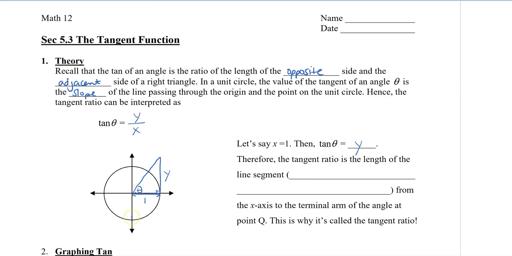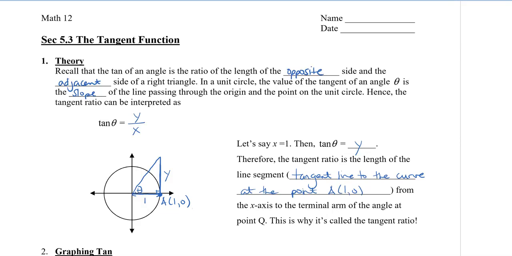So therefore, the tangent ratio is the length of the line segment. Okay, so notice it's this line segment here. So it says tan theta equals y. So that line segment, notice it's actually the tangent line. If you recall what a tangent line is, it's a line that just touches the curve at one point. So it is the tangent line to the curve at the point (1, 0). So I'm going to call this point here A.